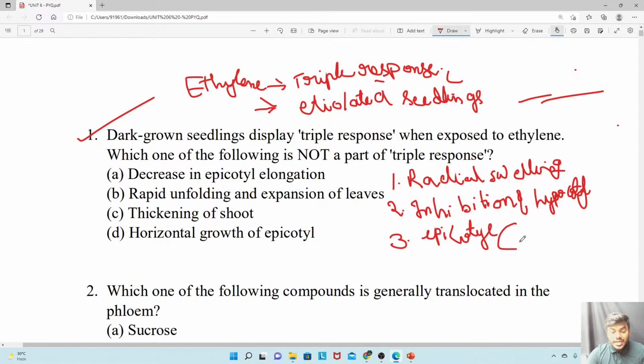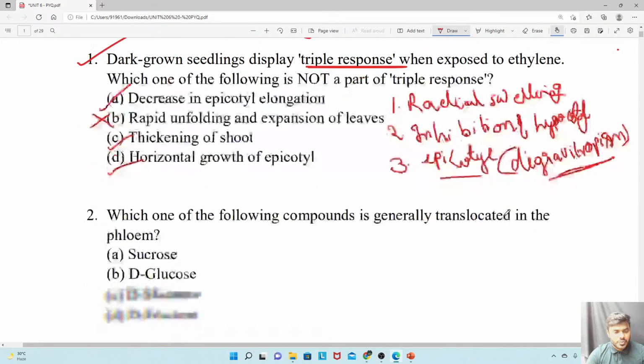Sometimes kindly don't get confused. Keep this point in your mind. Sometimes they will use a word called diagravitropism. Friends, diagravitropism is also a correct statement. Horizontal growth of the epicotyl only we can call diagravitropism. So don't confuse. Decrease in hypocotyl elongation, thickening of the shoot, horizontal growth of the epicotyl, but rapid unfolding and expansion of leaves cannot be mediated by ethylene. It is not part of the triple response. Perfect.